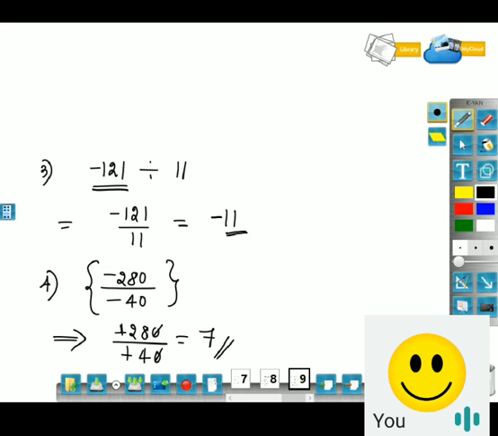Please comment. I'll repeat it once again. It is like your multiplication. On dividing same signs, the answer will be positive. On dividing different signs, the answer will be negative. Okay, very good. Thank you for your feedback.